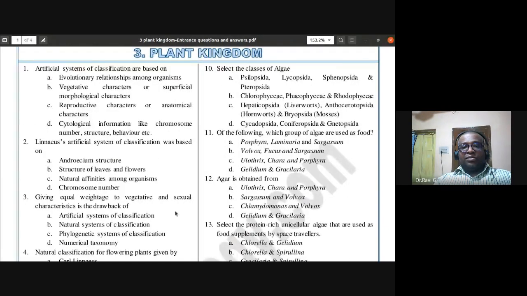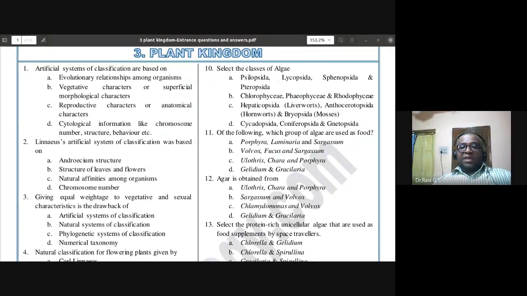The tenth one, so we have this wherein they select the classes of algae. So it is very easy for you to select among them. See, Psilopsida, Lycopsida, Spinopsida, and Pteropsida is the classification of pteridophytes. Chlorophyceae, green algae, Phaeophyceae, brown algae, and Rhodophyceae, red algae, is the classification of the algae. So the 10th one, B is the answer.